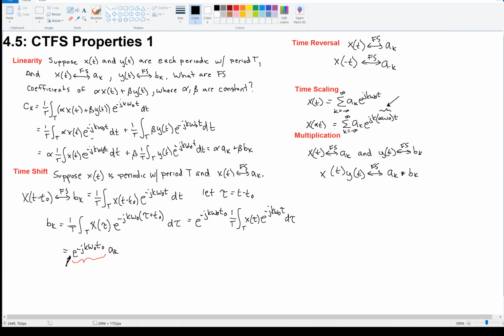So again, the proof you can see your textbook or the Wikipedia, but yes, when we multiply in time, the time operation of multiplication is the convolution in frequency. So this is a very important property, especially for communications.